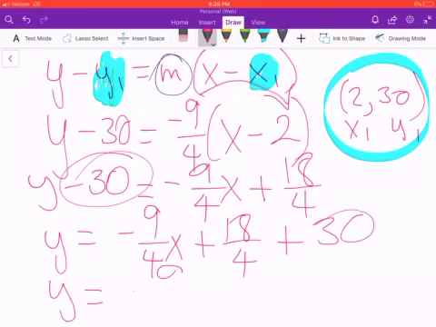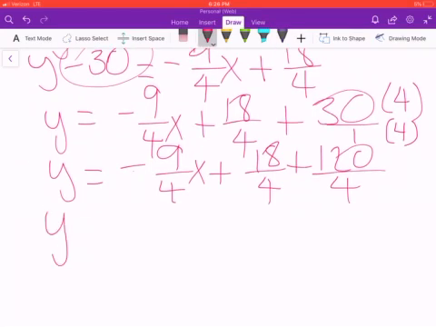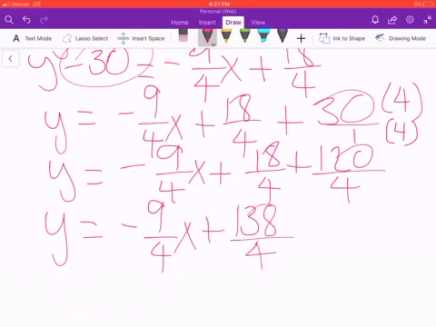Now just to finish this up, I will combine like terms, which are my 2 constants. This one has a denominator of 1, so to make it have a 4, I have to multiply by 4 top and bottom. So this will be 120 divided by 4. What we could say from here is negative 9 over 4 x plus 138 over 4. Of course, you can simplify this a little further, but if you are running out of time, don't worry about simplifying. Just get your questions done.